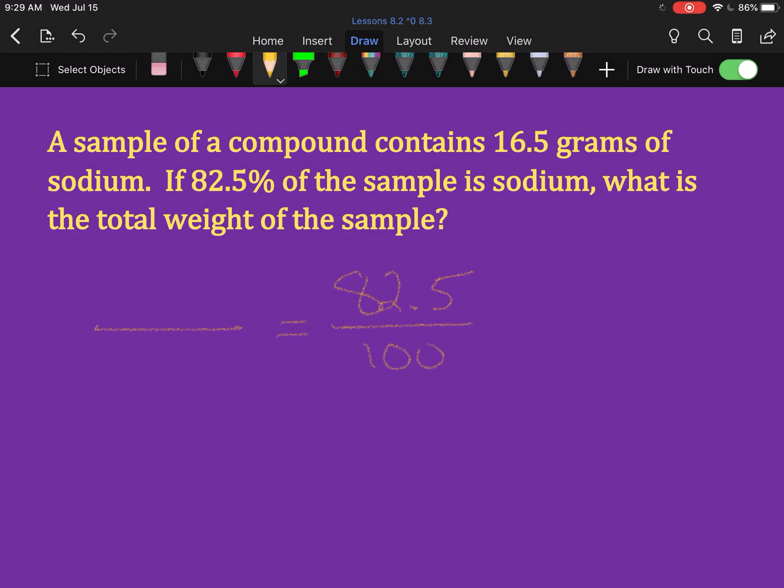I'm asked the total weight of the sample. Well, the total would be the whole thing, so I don't know the whole, which means that 16.5 must be the part. Part over whole equals percent over 100. The hardest part here, again, is just setting it up. Once it's set up, we can cross multiply, so we have 82.5x equals 1,650. And 1,650 divided by 82.5 is the whole number 20. And this is a weight, it's 20 grams.